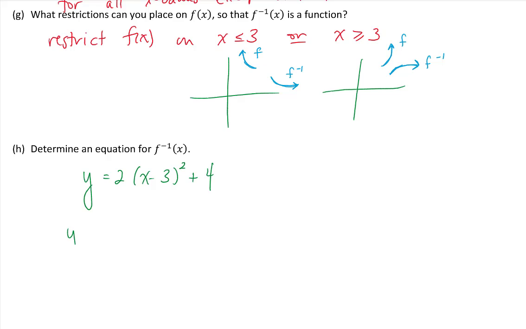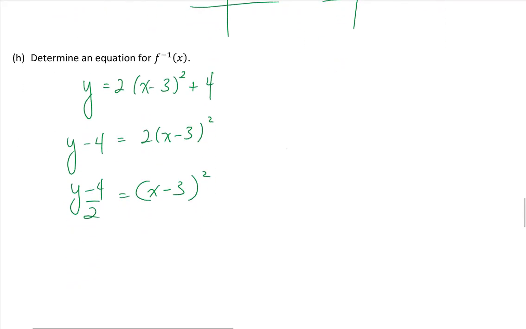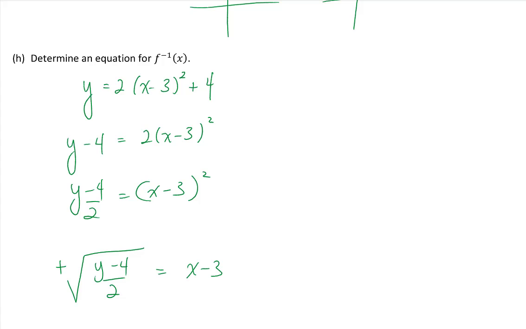First thing, let's minus 4 from both sides. So y minus 4 equals 2(x minus 3) squared. Next, divide both sides by 2. So (y minus 4) over 2 equals (x minus 3) squared. Next step, we're going to have to square root both sides. Just remember, when you square root both sides of an equation, you're going to have a plus or a minus here.